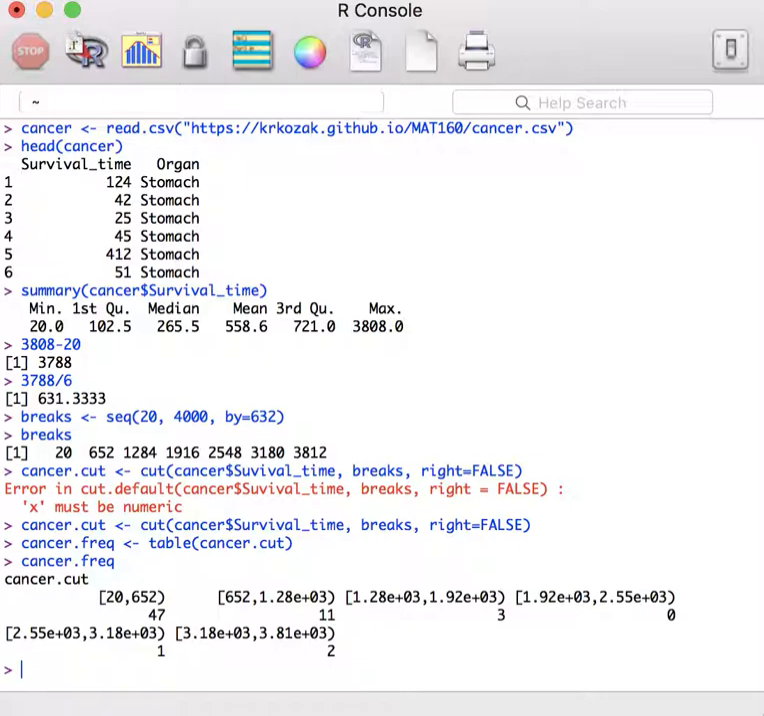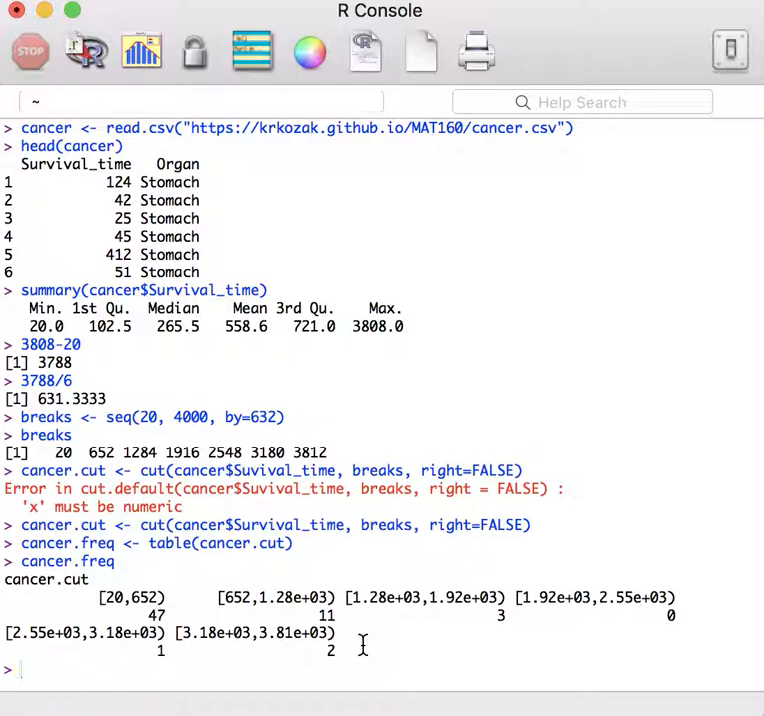The other thing that might also be interesting is to kind of find out your cumulative frequency. So there are 47 people that had survival times less than 652. There are 11 people in this grouping, but there are 11 plus the 47, or 58 people that had survival times of less than 1,280. So we can actually do a cumulative frequencies. You can do this yourself, but you might as well let R do it for you.